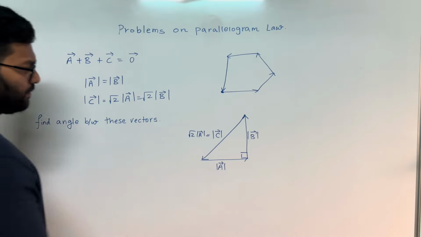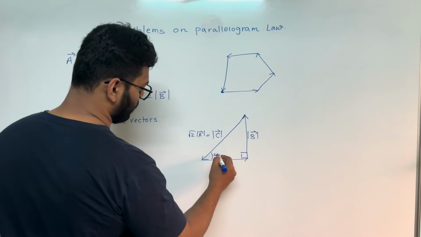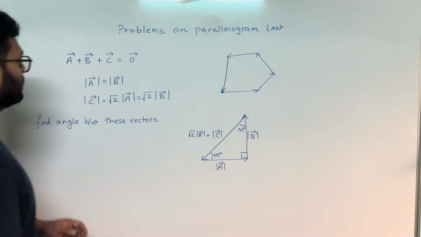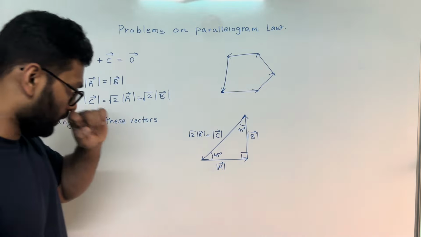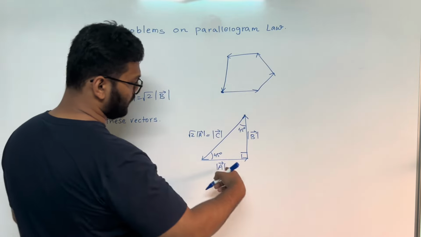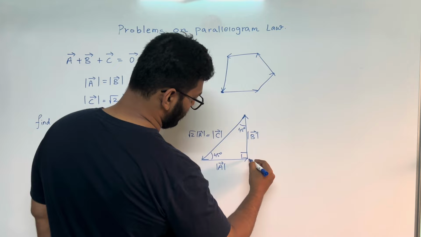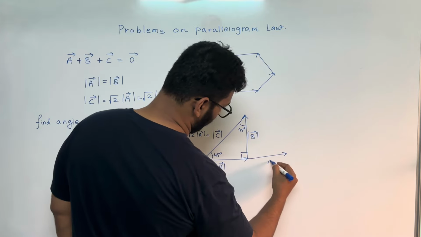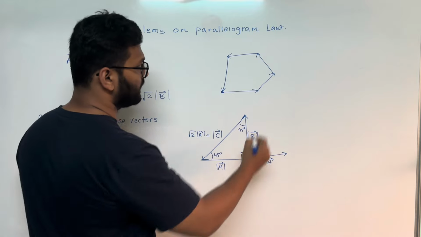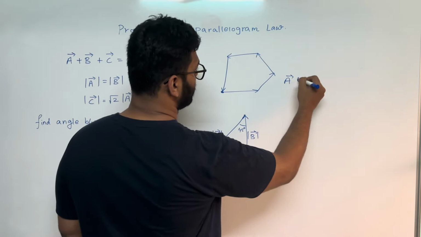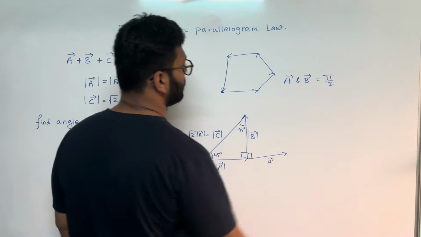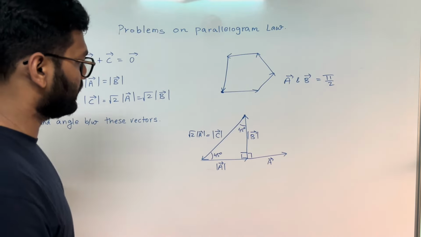Now it becomes easy because a and b are equal, so these angles are going to be 45 degrees. But they have asked for the angle between the vectors, so be careful about that. Don't say 90, 45, 45. First you find the angle between a bar and b bar. If I translate a bar here, then the angle will become 90 degrees. So the angle between a bar and b bar is 90 degrees, or pi by 2 radians.